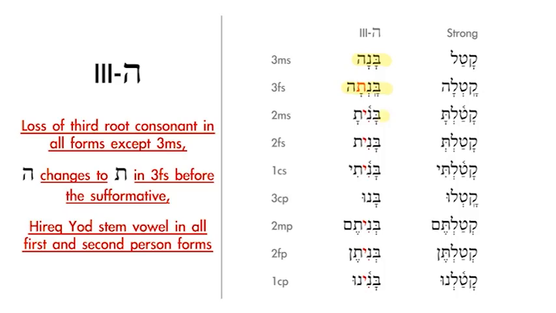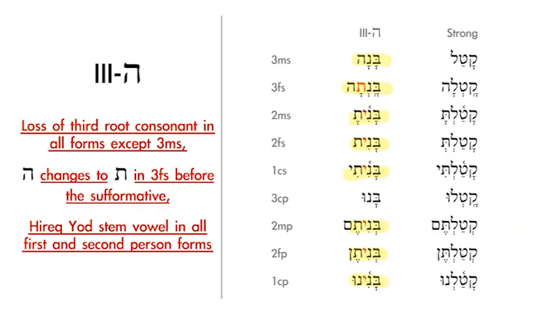In the 2MS form, banitha, the Hey has fallen out, and now there is a Hirik Yod stem vowel associated with the second root letter, Nun. The perfect afformative is unchanged except for the fact that the Dagesh Lene dropped out. And the same feature applies to the 2FS banit, the 1CS banithi, the 2MP banithem, the 2FP banithen, and the 1CP baninu.